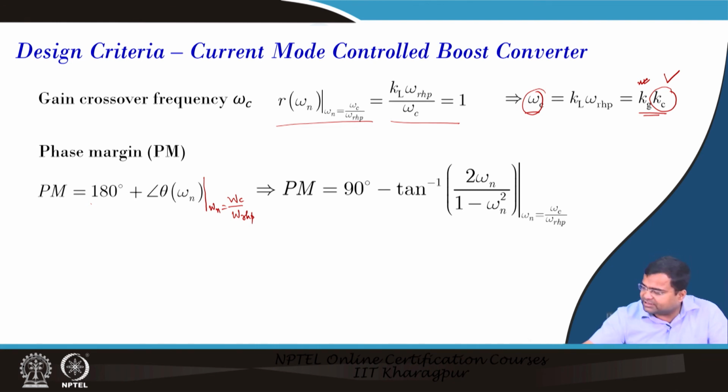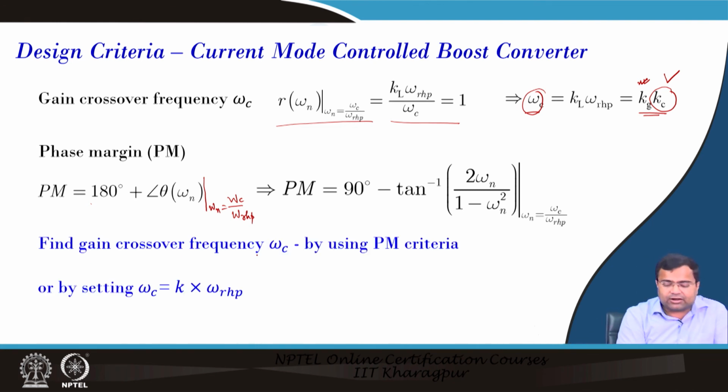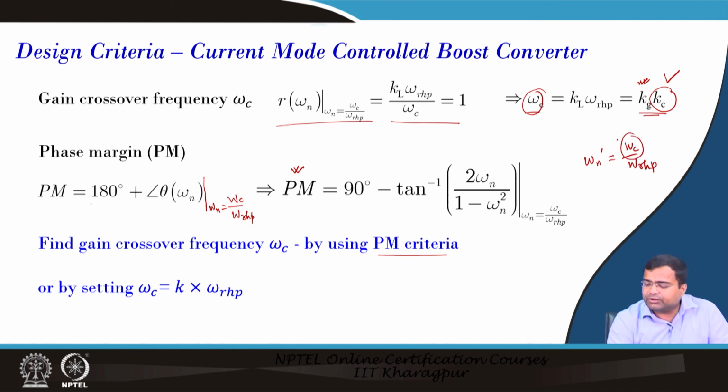So for a given phase margin, find the gain crossover frequency by using the phase margin criteria, that means you set a desired phase margin, then you can find out what is my omega n dash, which is nothing but omega c by omega RHP. That means you can find omega c from the phase margin, and if you know omega c, then you can find out the controller gain from here.